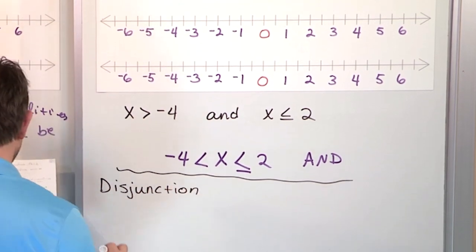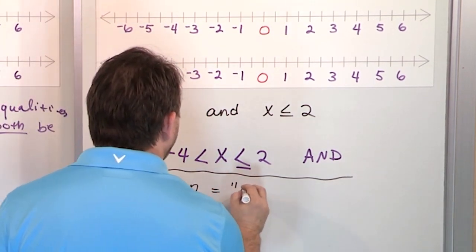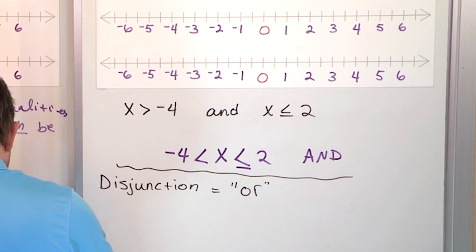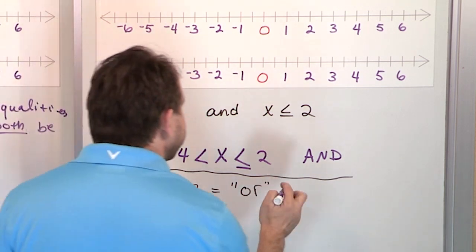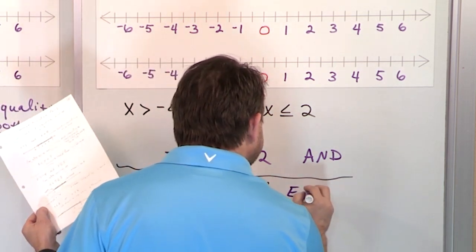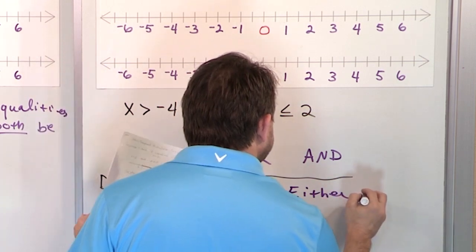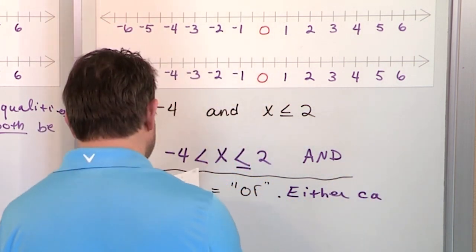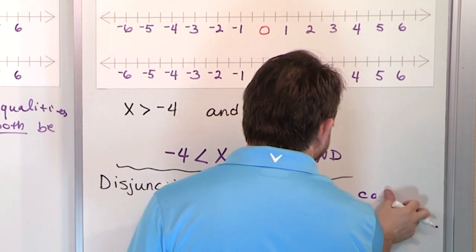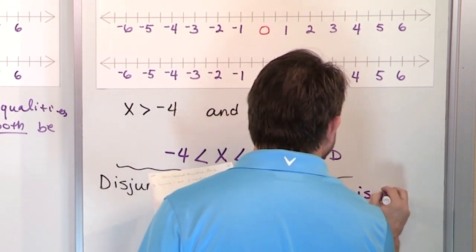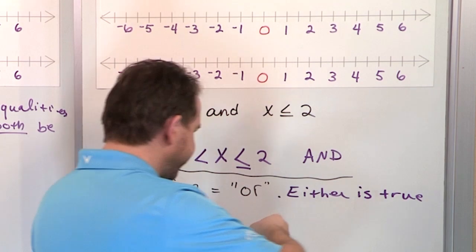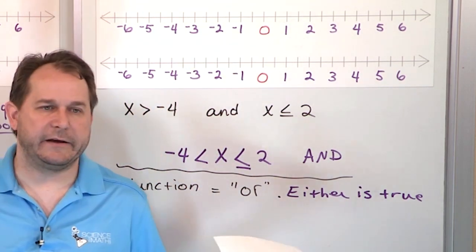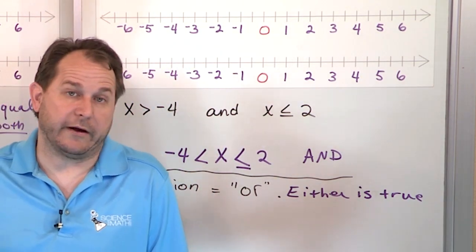And I've already mentioned it a few times. It involves the word "or". And what it means is either, not both, either inequality is true. I'll just put it like this. So you can think of that as, I like cars or motorcycles.